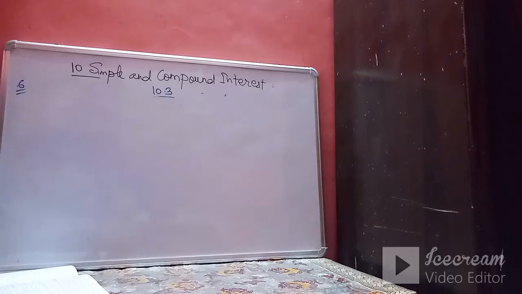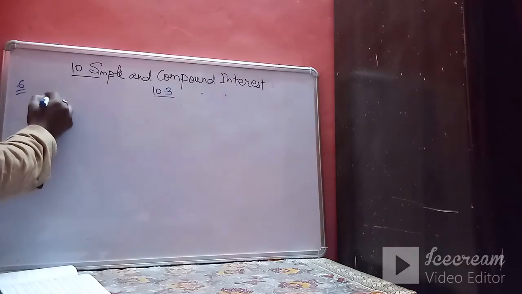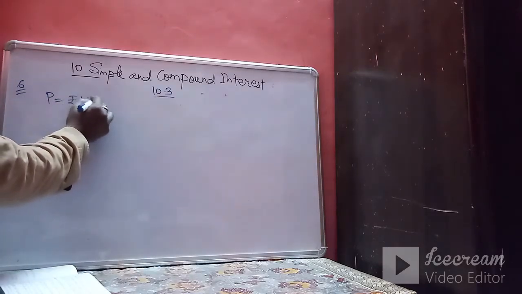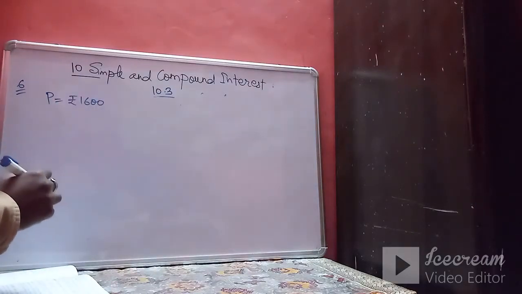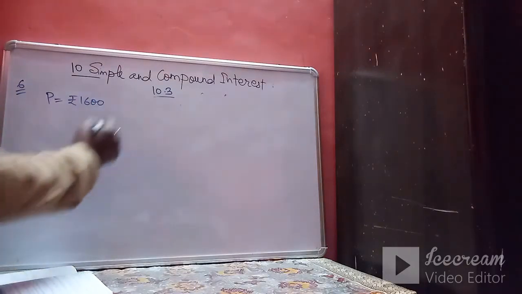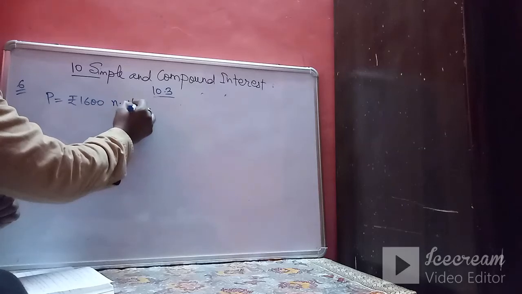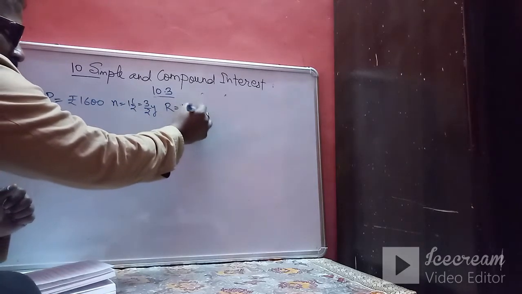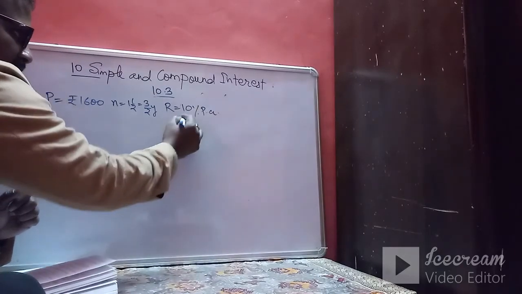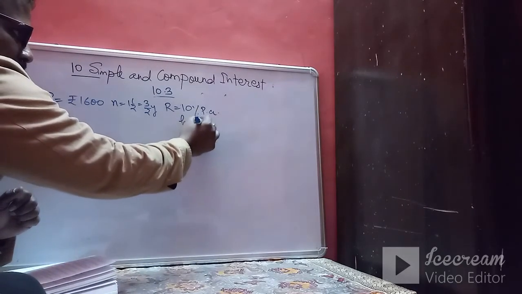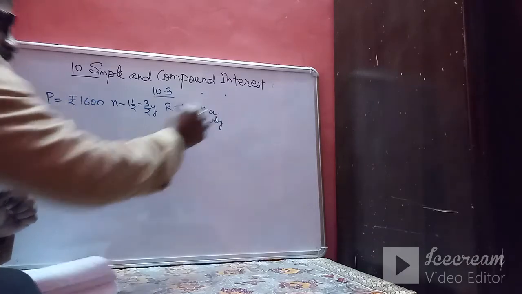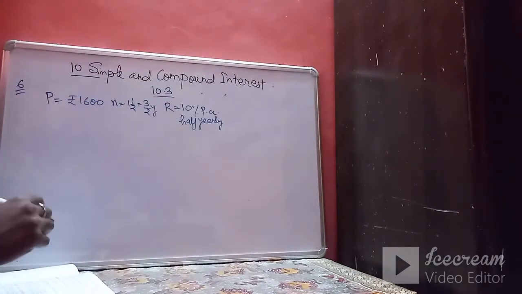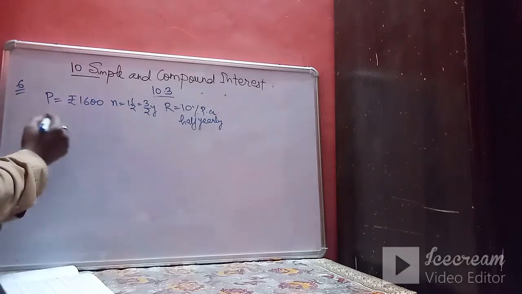Dinu deposited 1600 in a bank, so principal is rupees 1600, where interest is compounded half yearly. What amount will he get after 1.5 years? So here n is 1.5, that is 3 by 2 years, and rate is 10% per annum, and again it is half yearly. So what amount did he get?